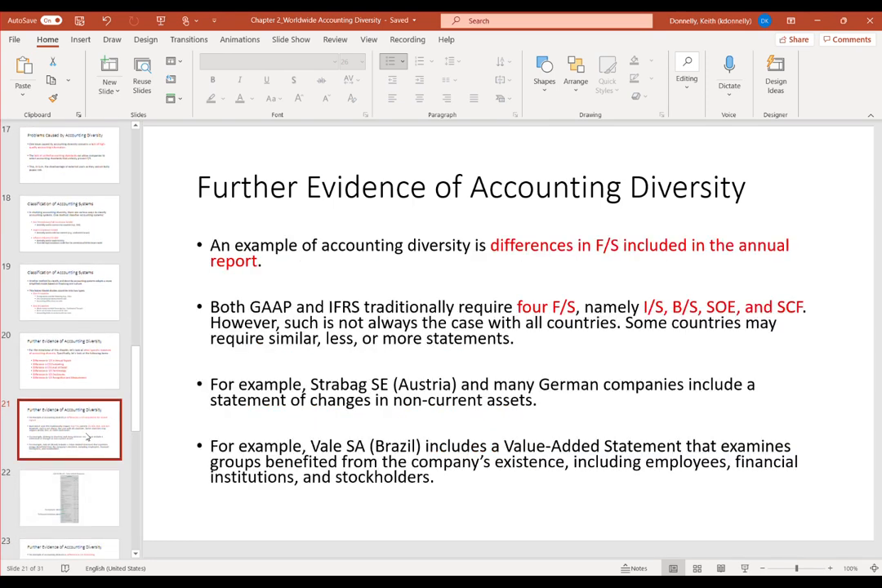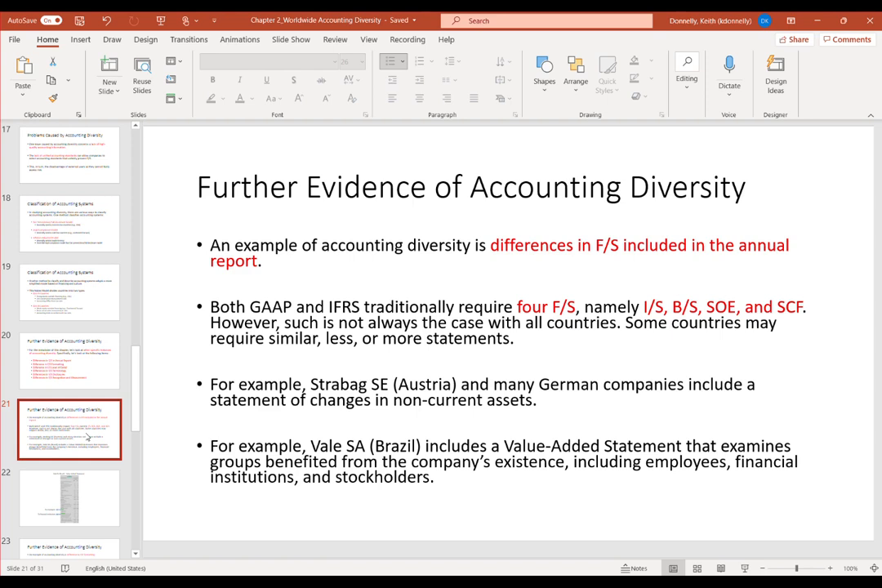So if we were to look at like the annual report, right, as I have here, both GAAP and IFRS, they're traditionally going to require 4 financial statements, right? You have the income statement, the balance sheet, statement of owner's equity, and statement of cash flows. Now, the names of these might be slightly different between countries, but functionally, that's how we prepare it, right? Wherever we're at, going to be different accounting rules, different names, but functionally they're the equivalent of it.